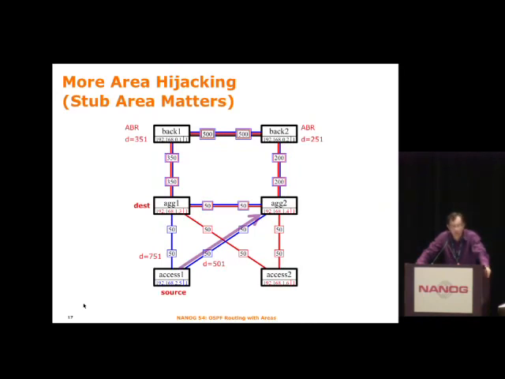But when the traffic gets to aggregator 2, it now sees that it has an intra-area path in the red area, so it will forward directly there. So you end up with another type of hijacking that results in this a little bit unusual looking path.